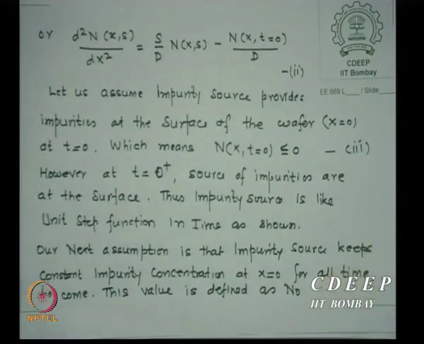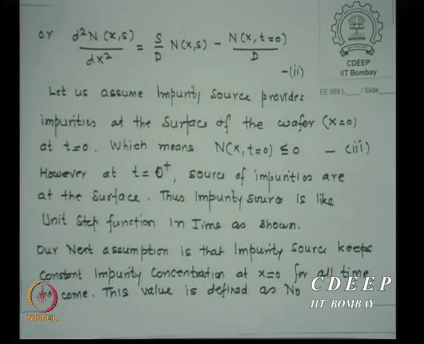So I have conditions which I impose myself and say this is my initial condition. Let us assume impurity source provides impurities at the surface, which is x equal to 0, at t equal to 0. So what does that mean? Prior to t equal to 0, there are no impurities. At t equal to 0, the source starts. Is that clear? But once it starts, it never ends. A certain number of atoms per cc are constantly available to me for infinite time.